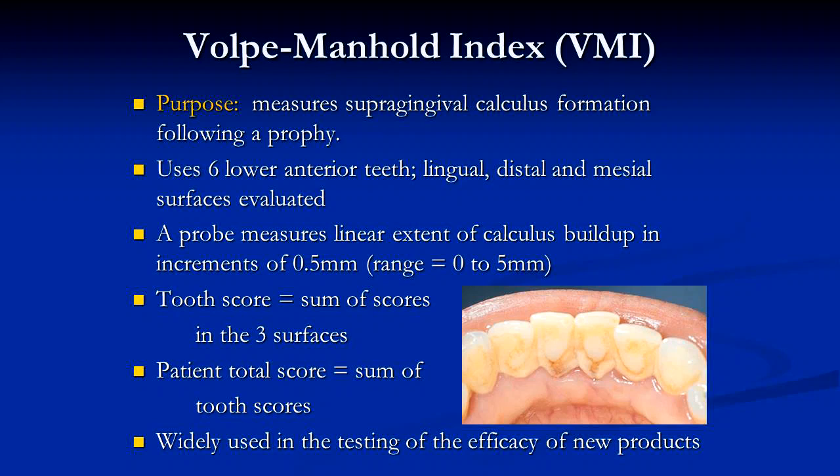So you're really only looking at the 6 lower anterior teeth on the lingual side. So you're going to look at the lingual, distal, and mesial surfaces, and you're going to use a probe, and you're going to measure basically the linear extent of calculus buildup. You're going to look at it in 0.5 millimeter increments, and the range is from 0 to 5 millimeters. So you're going to have 6 different tooth scores, and you're going to add all those scores up on those 3 surfaces, and then the patient total score is going to be the sum of all of those scores put together.